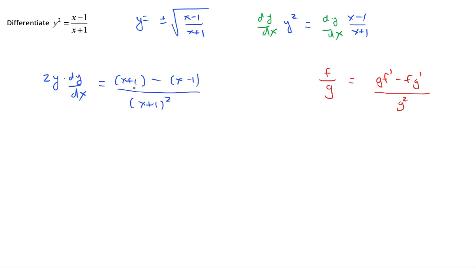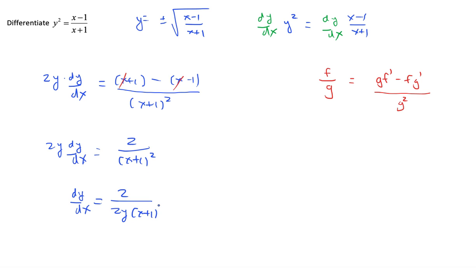In this case, we notice the x's cancel out. That just gives us a 2 here. So we get 2y dy/dx equals 2 over x plus 1 squared. Remember what our goal is: we want to solve for dy/dx. So we'll bring the 2y to the bottom here, so we get 2 over 2y times x plus 1 squared. The last thing to do is to cancel out these 2's, so we get our final answer: 1 over y times x plus 1 squared.